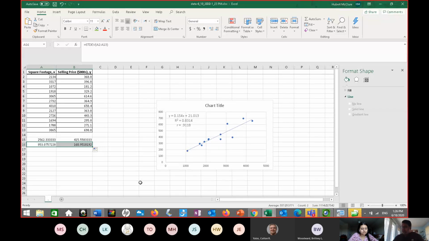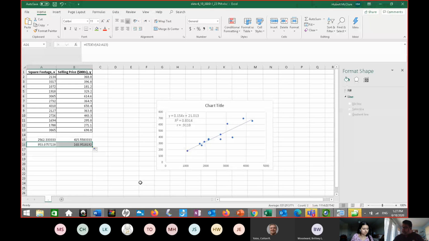And in this case, B sub 1 is equal to 0.9118 times S of Y, which is 160.95, divided by 953.07. Somebody crank that out and give me some numbers there, 2 digits.